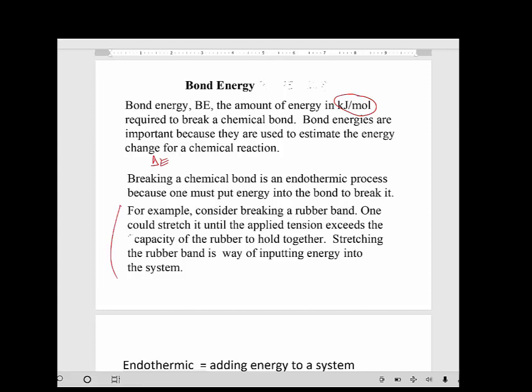Breaking a chemical bond is an endothermic process because energy must be put into the bond to break it. For example, consider breaking a rubber band. You can stretch it until the applied tension exceeds the capacity of the rubber to hold together. Stretching the rubber band to the point of breaking is a way of putting energy into the system.